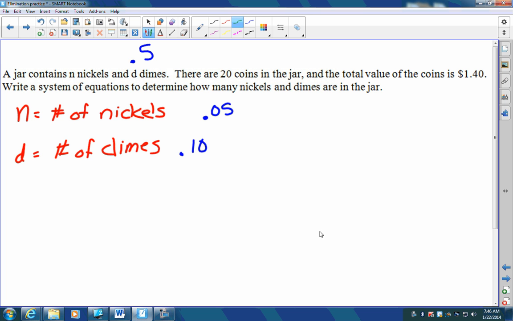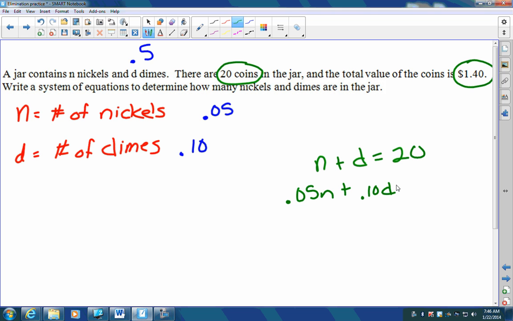Okay, now, it says the number of coins in the jar. Doesn't talk about dollar values, so you're going to take nickels plus dimes, and that equals 20. It says the value is $1.40. So you're going to take 0.05 times your nickels plus 0.10 times your dimes, and that equals $1.40. There's your system, and what you can do is use elimination, like multiply the top equation by negative 0.1 to find it out, but you don't have to do that for this one. We're just setting them up right now.